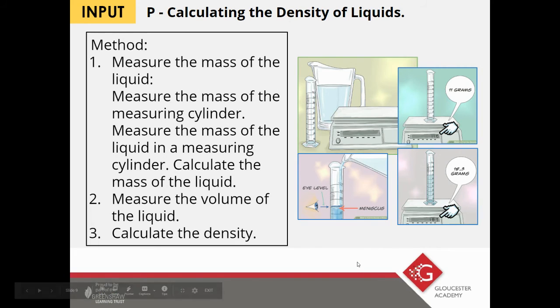Remember, the greater the density, the more particles there are, the more mass we'd expect it to have.